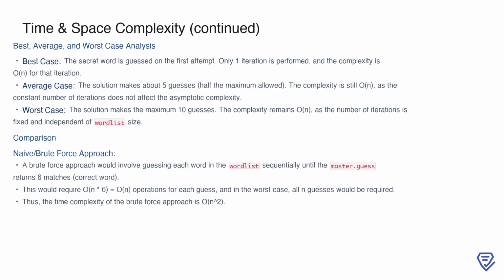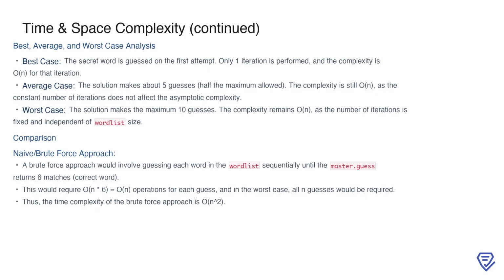In the best case, the secret word is guessed correctly on the first attempt, requiring only 1 iteration, which takes O(n) time. In the average case, we make about 5 guesses, which is half the maximum allowed. The time complexity remains O(n), because the number of iterations is a fixed constant and does not affect the asymptotic complexity. In the worst case, all 10 guesses are used, but the time complexity still remains O(n), because the fixed number of iterations ensures linear scaling with respect to the word list size.